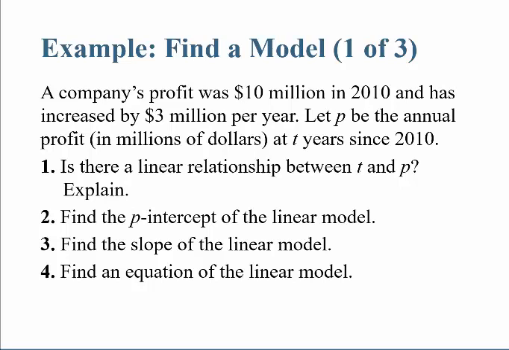Let's do an example about finding a model. A company's profit was $10 million in 2010 and has increased by $3 million per year. Let P be the annual profit in millions of dollars at T years since 2010. Okay, so this is important. We're starting T at 2010, and we know what the profit was. The profit in 2010 was $10 million. So just remember that when T is equal to 0, because that's 2010, the profit was $10 million. And then it's gone up $3 million per year. All right, so here are the questions. Is there a linear relationship between T and P? Find the p-intercept of the linear model, find the slope, and find an equation.